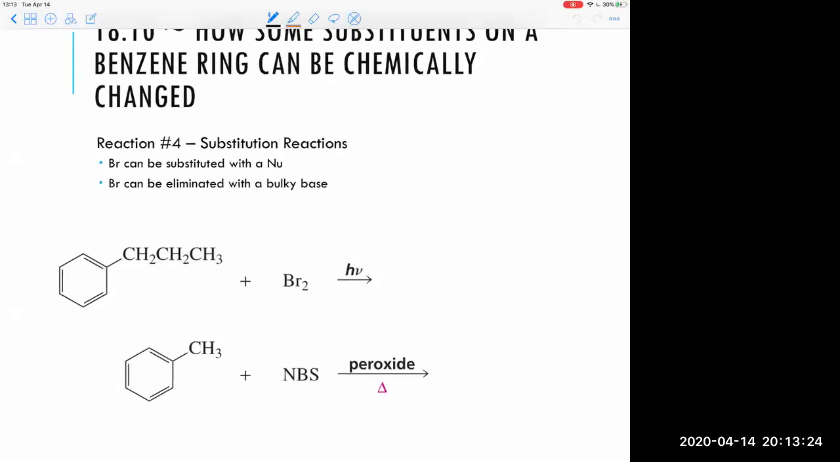First of all, what is this H nu doing for us? What is H nu? Light. So this is going to be a reaction that's catalyzed by light. Does anybody remember what kind of reaction these were? This would have been all the way back in chapter 12 when we were talking about radicals. So what light does is help to create a bromine radical. And how would that react with this particular propylbenzene here?